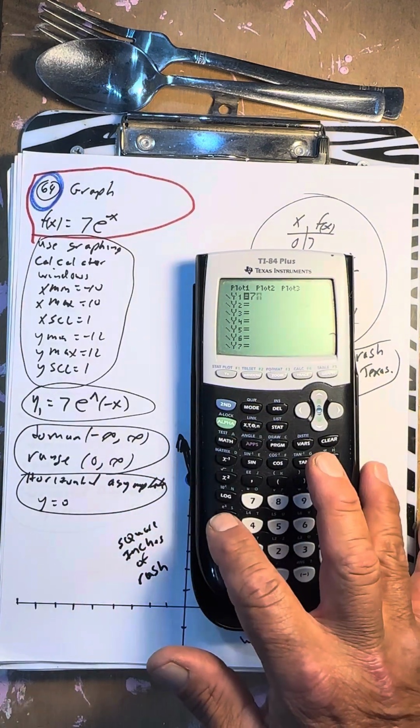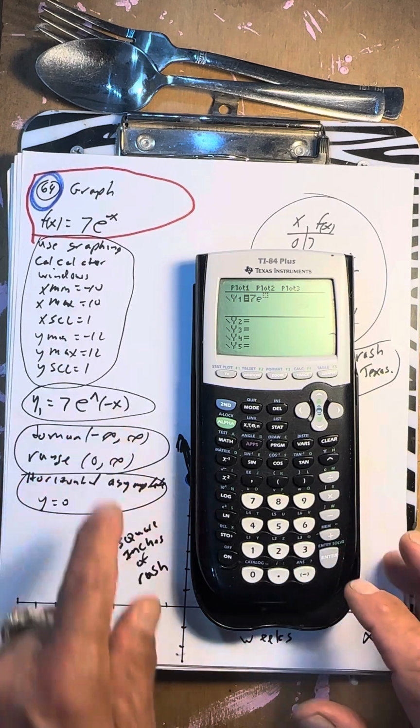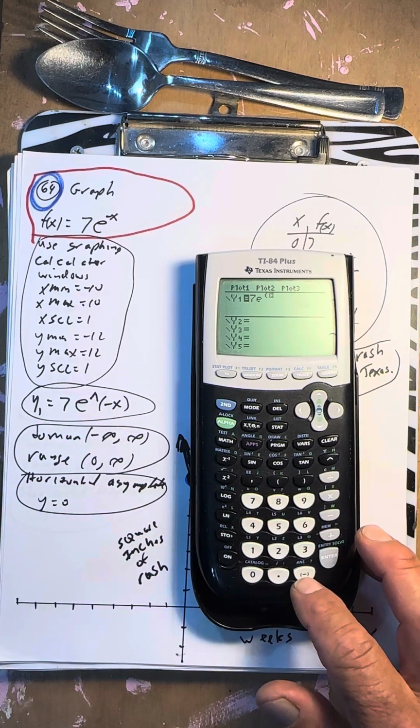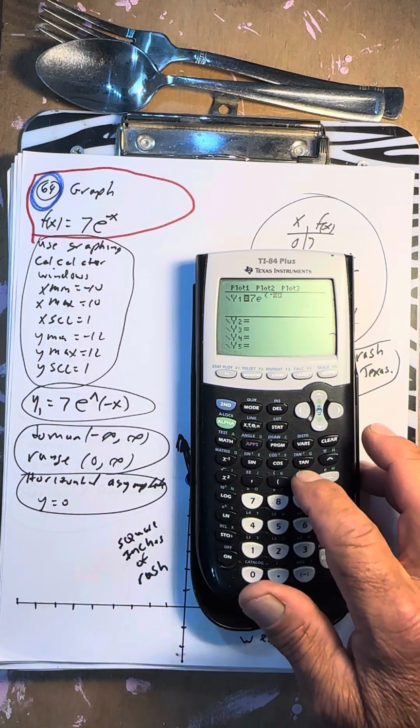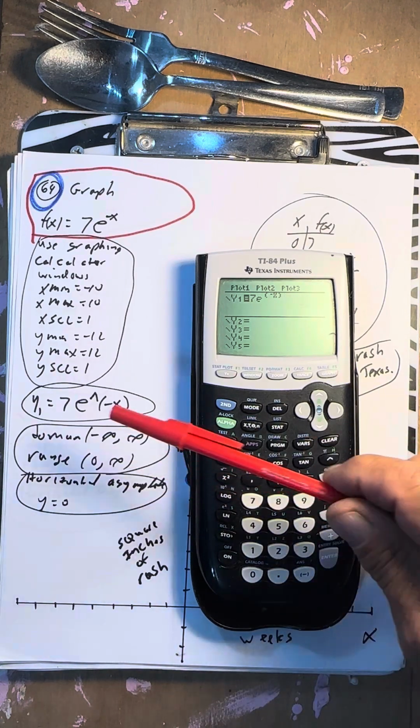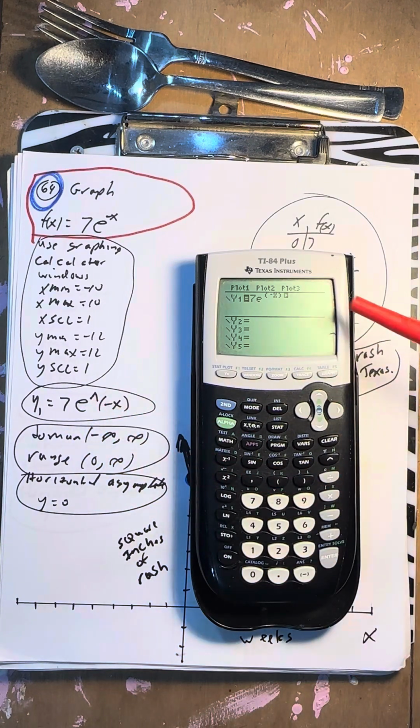Second ln gives you the e function, see right there? To the parentheses, little negative sign, this one here, negative x, close it. So now 7e to the power of negative x. Once you get it like that, hit enter and hit graph. It's going to draw it for you.